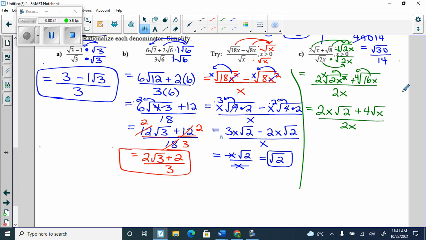I can't put the top two together because one's a root 2 and one's a root x. They're not like terms. But can I take anything out of the coefficients? A 2. 2 out of here, I'm left with a 1. A 2 out of here, I'm left with a 2. 2 out of here, I'm left with a 1. So on the top, I have x root 2 plus 2 root x over x.